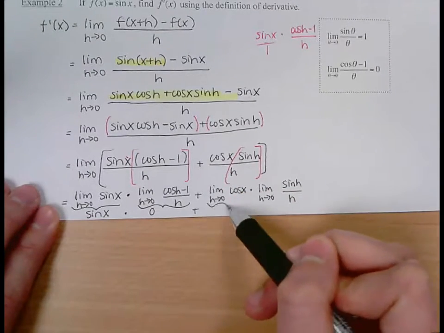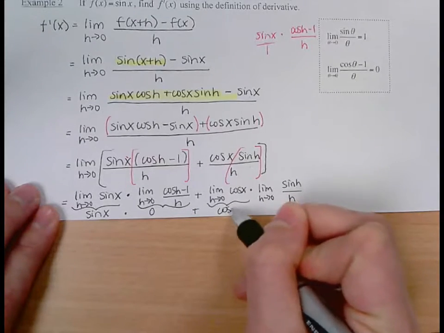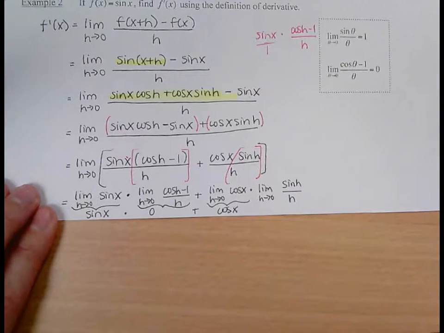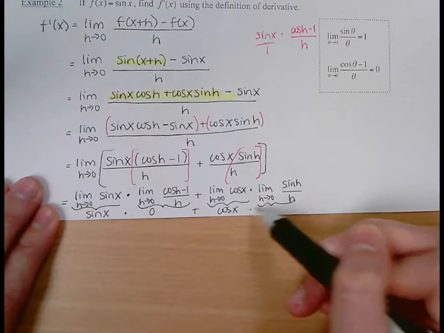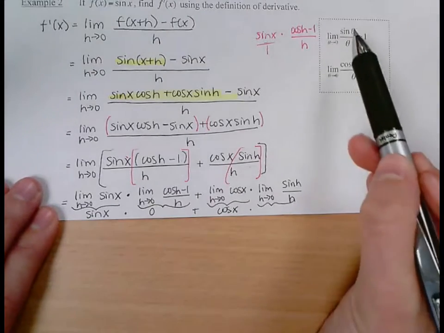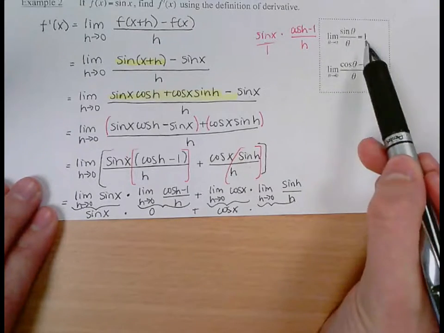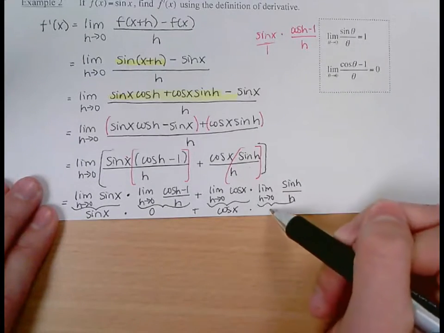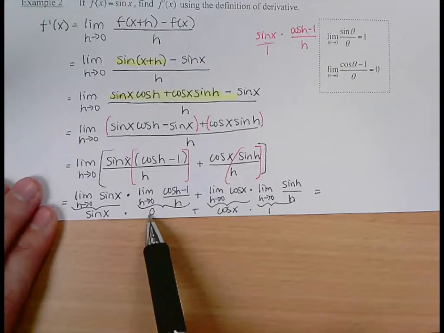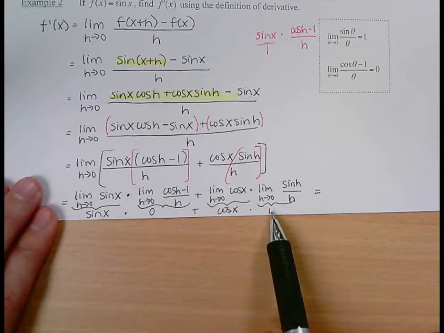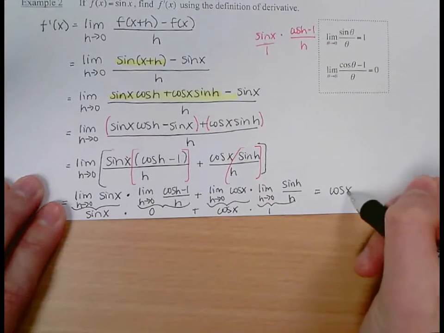plus the limit as h approaches 0 of cosine of x is just cosine of x for the same reason that the limit of sine was just sine of x. And then the limit as h approaches 0 of sine of h over h follows this formula here. Limit as theta approaches 0 of sine of theta over theta is 1. So this limit is 1. So you end up with sine of x times 0, which is 0, plus cosine of x times 1, which is cosine of x. So your derivative is just cosine of x.